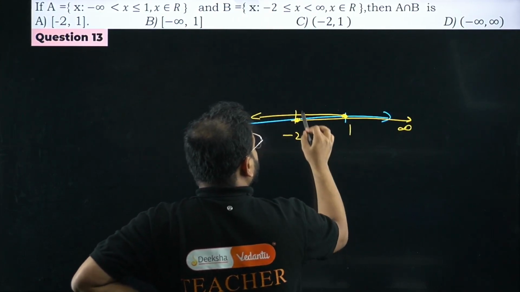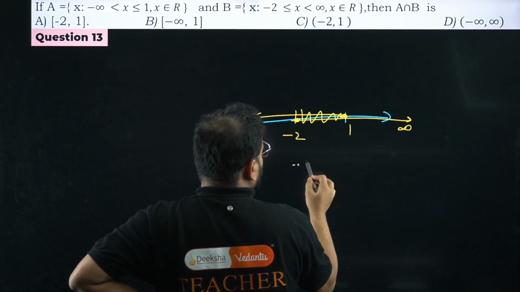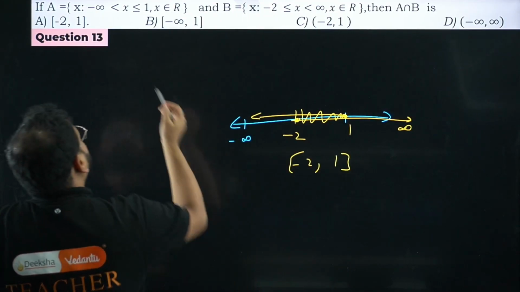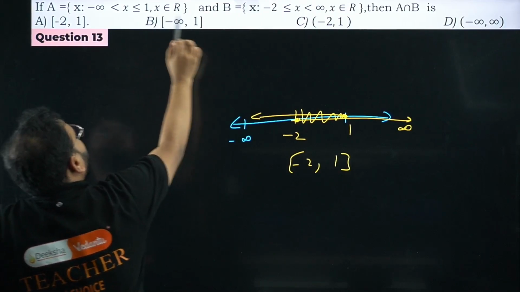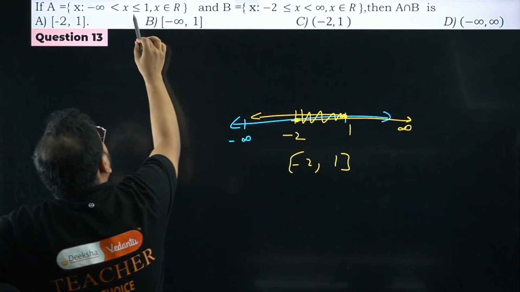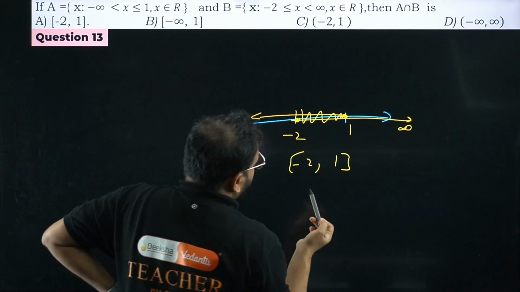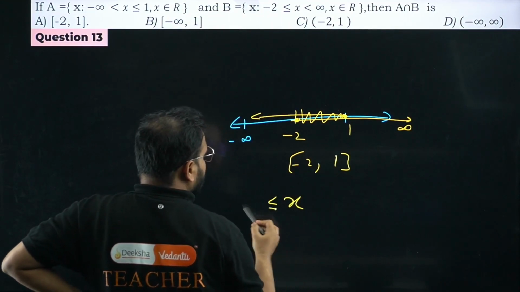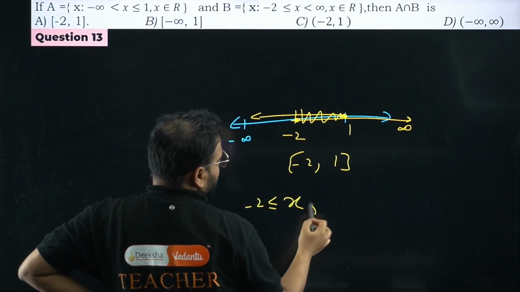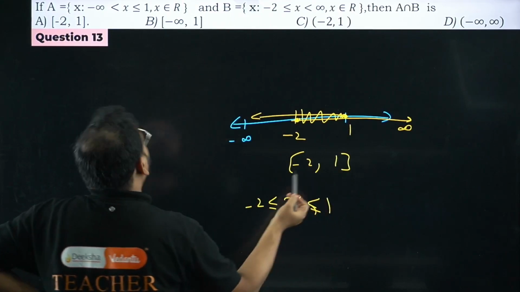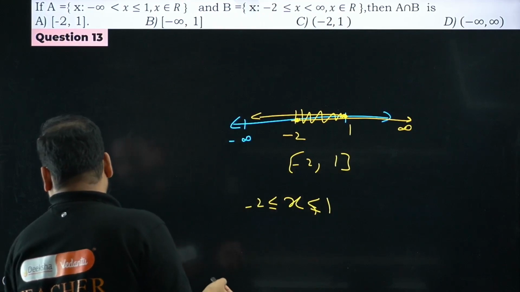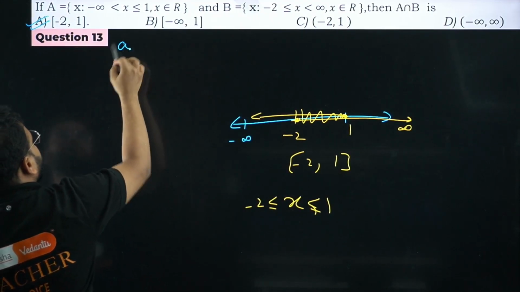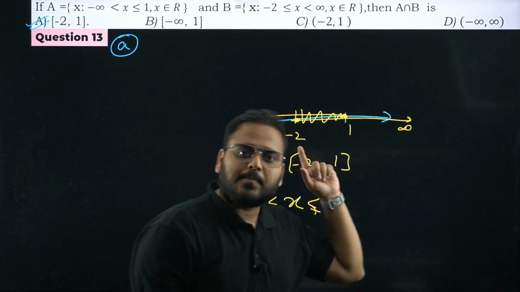Okay, what is my correct answer? This part, including all of that. So minus 2 to 1. Both including because we have an inequality. Check here. Less than equal to, greater than equal to. So x is greater than equal to minus 2 and goes all the way to 1. That's why minus 2 to 1. Option A is correct. Option A is correct, sir. This is clear, right? Option A is correct.